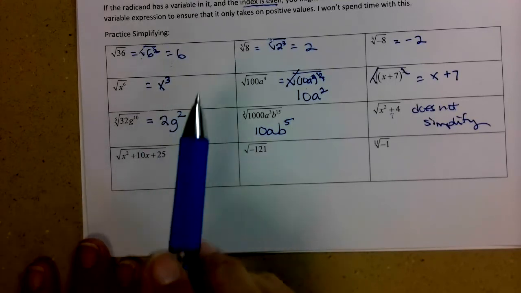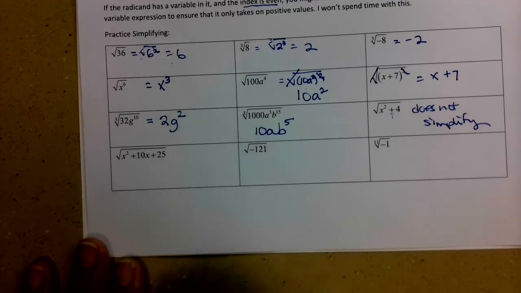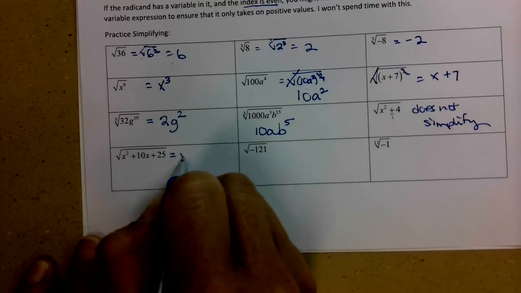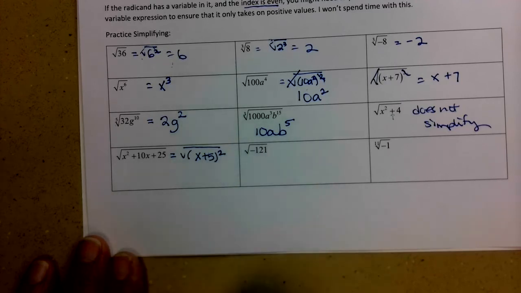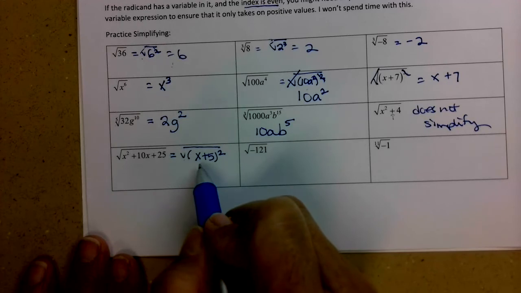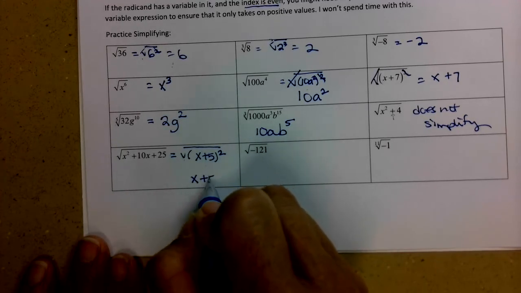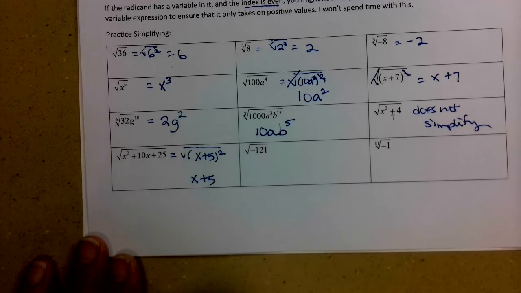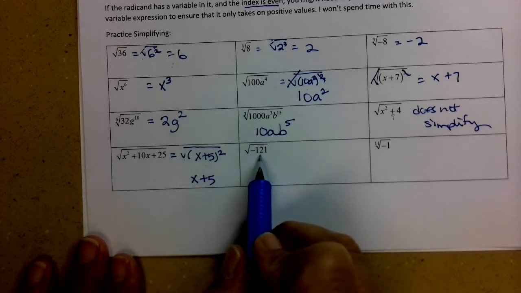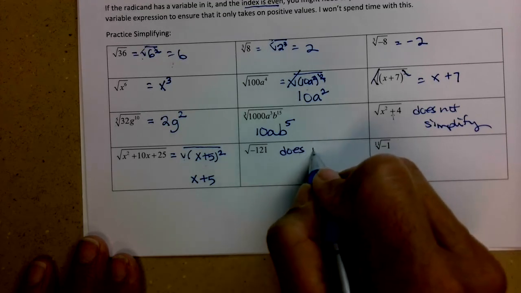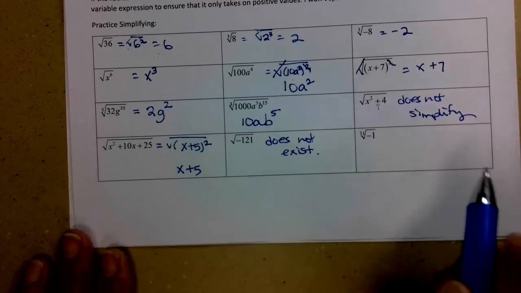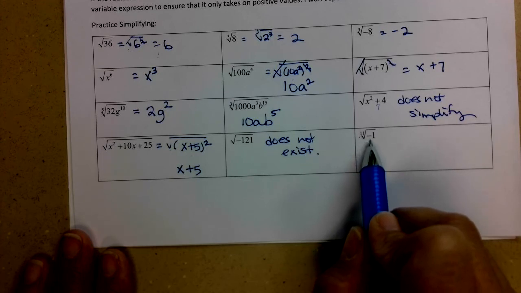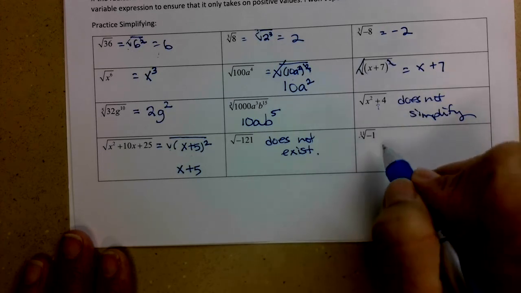X squared plus 10x plus 25. I'm tricking you. Oh my gosh, and we did the x plus 5 up there, so maybe, right? If you look up on your page, you'll say, hey, but wait a second. X squared plus 10x plus 25 factors into x plus 5 quantity squared. So then the square root of something squared is just that x plus 5. Square root of negative 121. Index is even. Radicand negative does not exist. Different than it does not simplify, right? This is not a real number. And then 11th root of negative 1. Yep, negative 1.